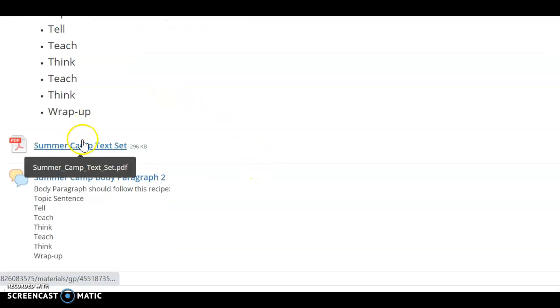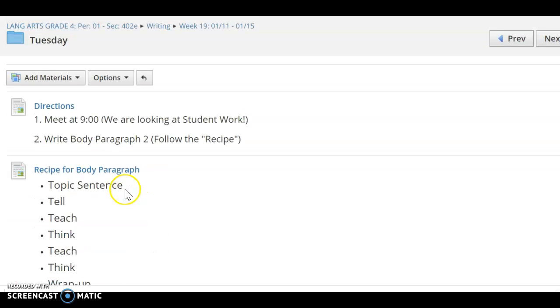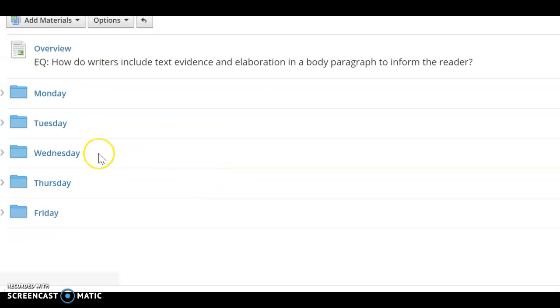If you need the text, the copy of it is here. And then also here, the discussion board for paragraph 2, same as yesterday, I would go ahead and print this. If you're writing it by hand, then you don't need to do that. But I, again, would recommend doing that as you go so that on Friday, you're not having to find all of those pieces.